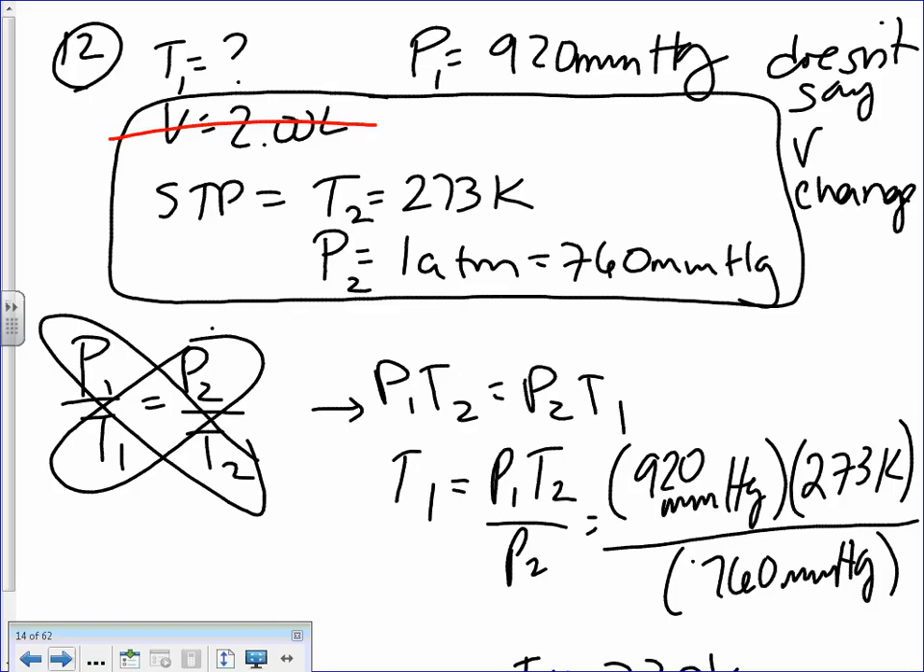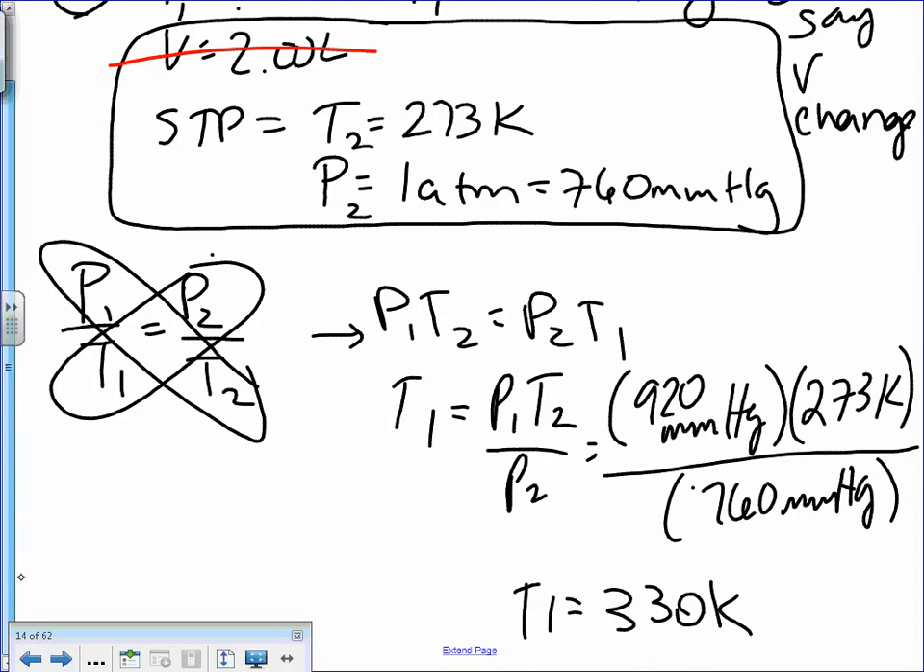And so at that point in time, I know that my unknown temperature and the pressure given are of one scenario, and so I make them the P1 and T1. And then the STP are a combined scenario, so they're the T2 and P2. So then, do your bow tie method, solve for T1 by cross-multiply and division, and T1 will equal P1, which is 920, times your T2 over your P2, and that gives you T1 equal to 330 Kelvin.